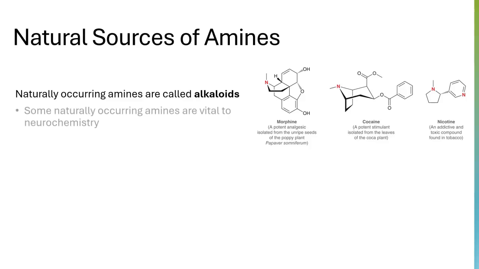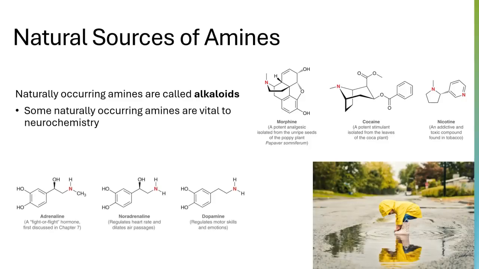Some naturally occurring amines are vital to neurochemistry. Adrenaline is the fight or flight hormone. Noradrenaline regulates heart rate and dilates air passages. Dopamine regulates motor skills and emotions.